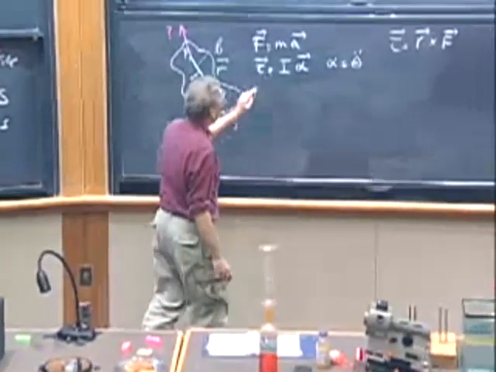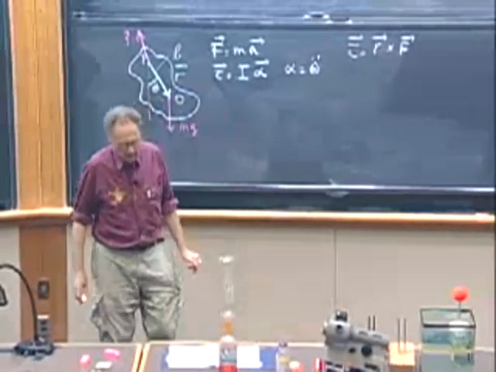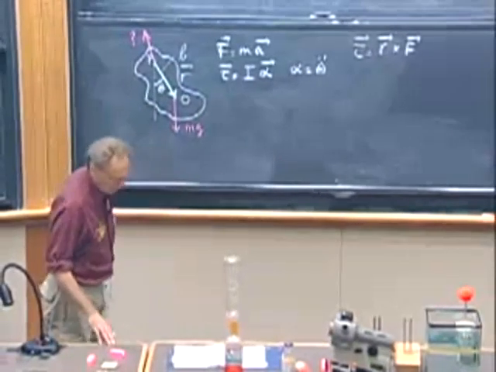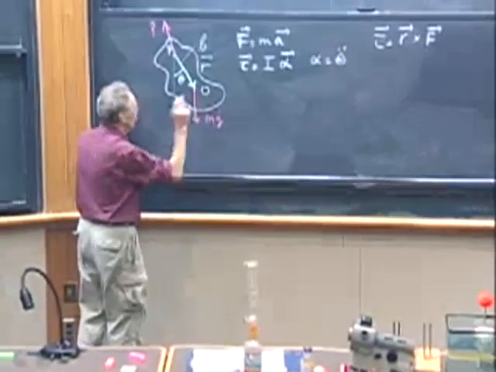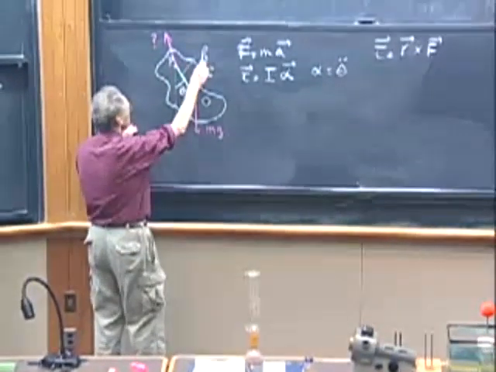So I'm going to take P as my origin. And so now is the question, what is the torque relative to point P? Well, it's R cross F. R is this distance, which is B.